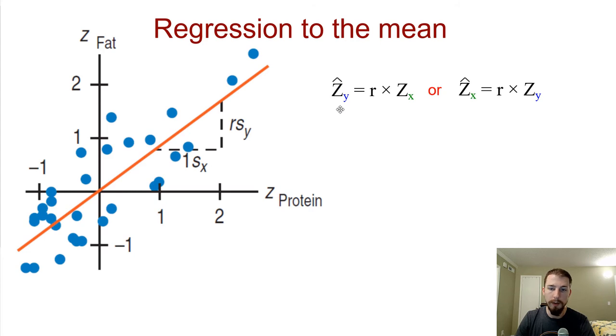Whatever you're trying to predict, whether the hat means the predicted x variable or the predicted y variable, it will always be closer to the mean because the correlation coefficient is always going to be less than 1. And that's regression to the mean, meaning the slope of the line of best fit for the standardized scatter plot is always going to be less than 1. It can't be more than 1.